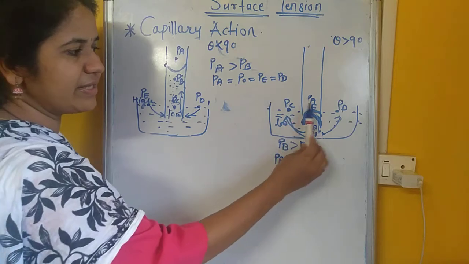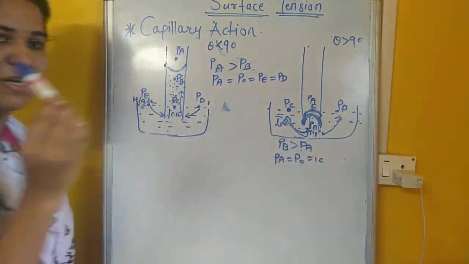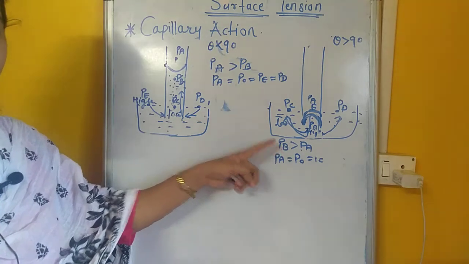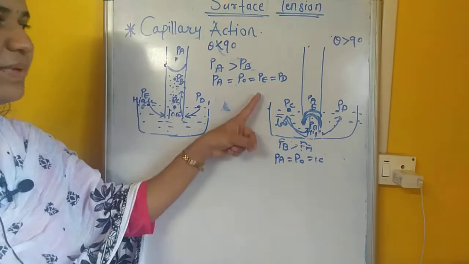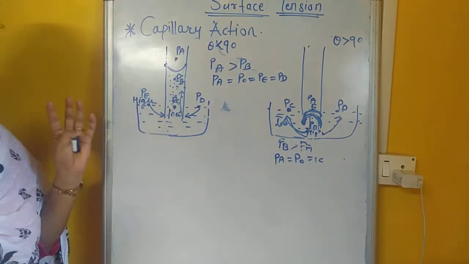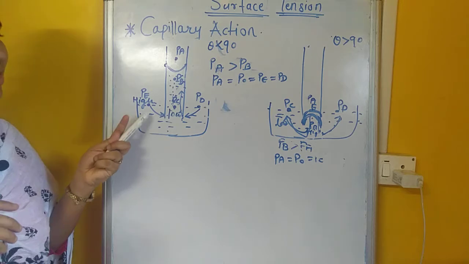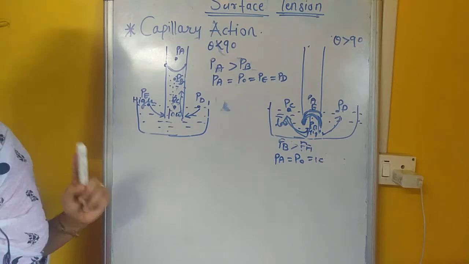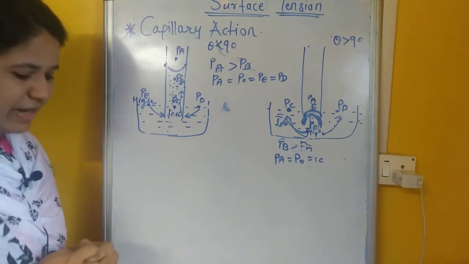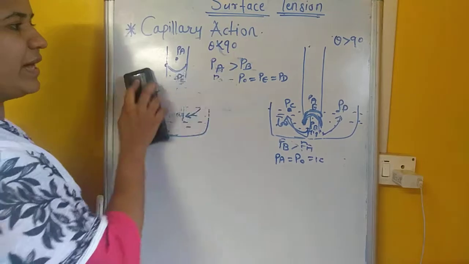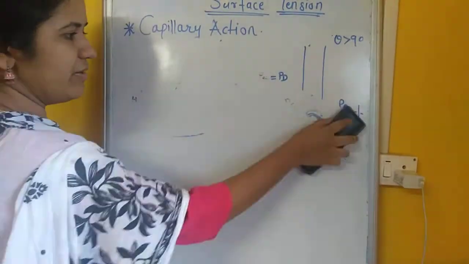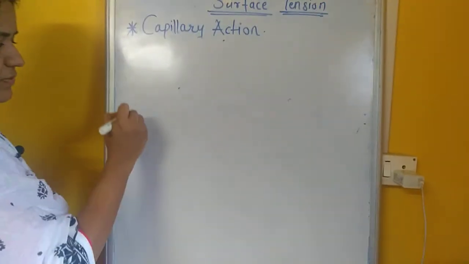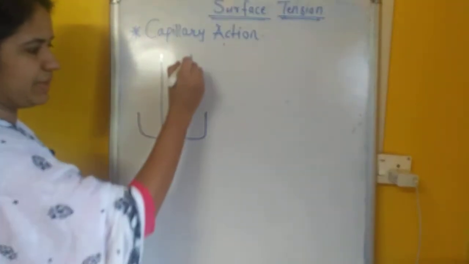Or, to maintain the same height h, the pressure must be atmospheric pressure, but the pressure PB is high. So to make PB equal, it decreases the pressure and maintains the same atmospheric pressure. Because of this action, capillary rise or capillary fall takes place. Understood? Clear? Now we will derive the formula for that height. So let's start the formula. We will take the same diagram and the same concept, that is, capillary rise.